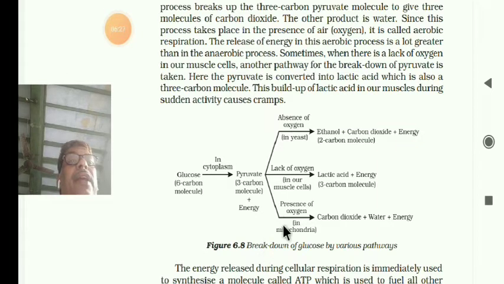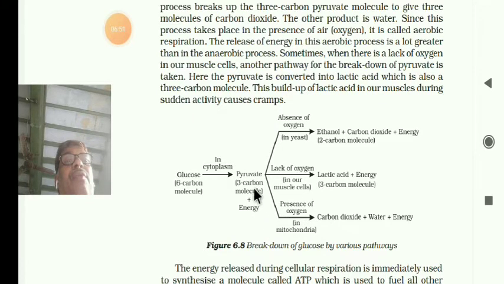And then in the mitochondria, this goes to, see here, there are 3 ways. Here in the presence of oxygen, here in the lack of oxygen, here in the absence of oxygen. So in these 3 ways it will be broken down. So 3 steps of oxidation will take place.